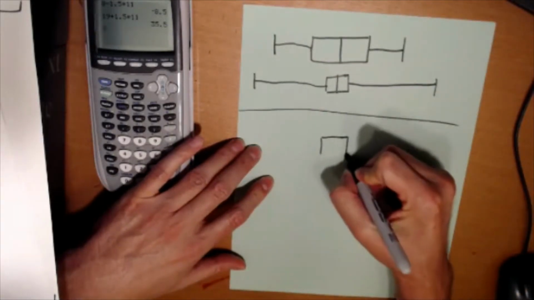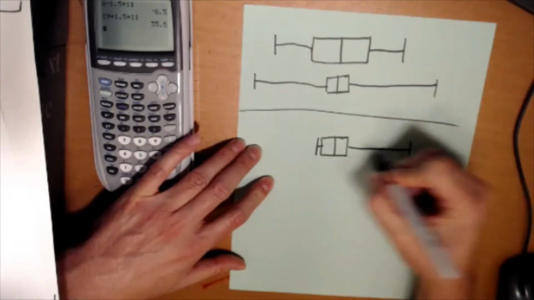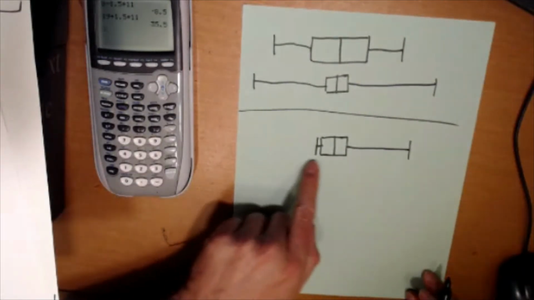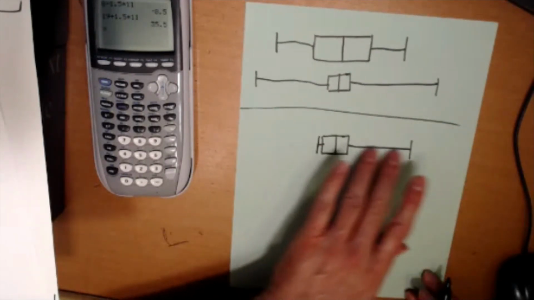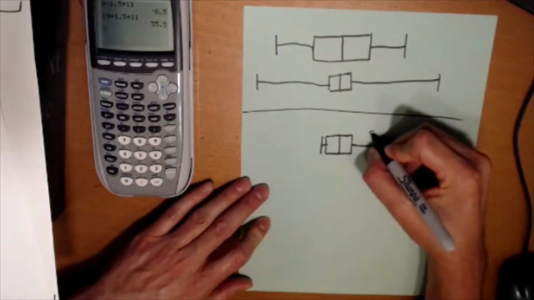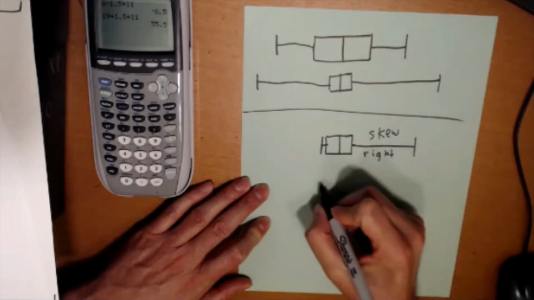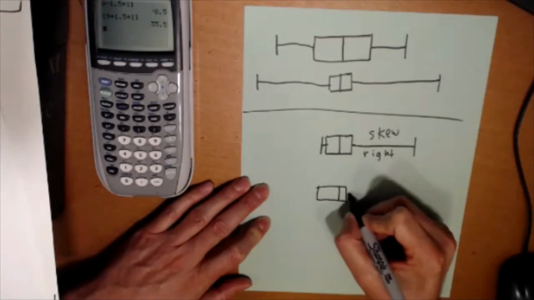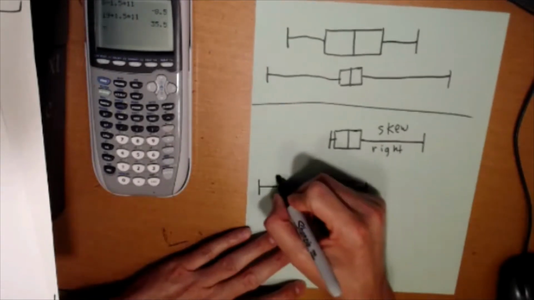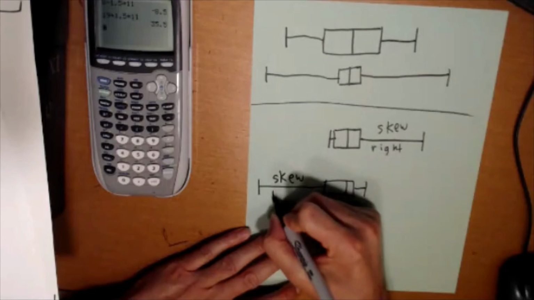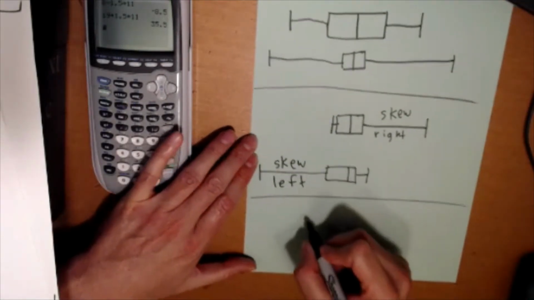Now imagine if you have one that looked like this. Looks like a lot of the data gets kind of spread out over here on the right side, kind of skewed over on the right side. Oh, okay, so that's easy to remember that this one is skewed to the right. And if I draw another picture like that, this one would obviously be skewed to the left.